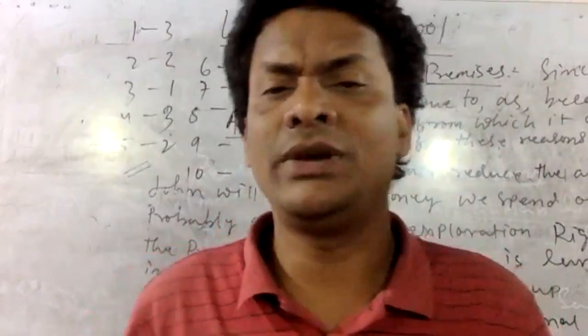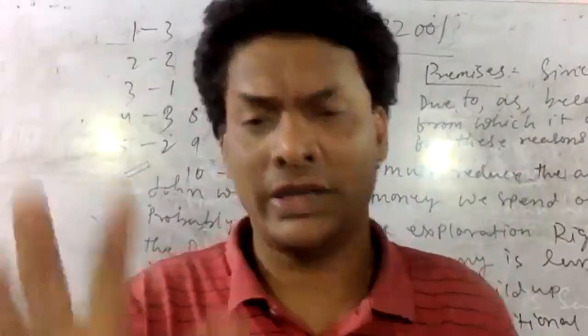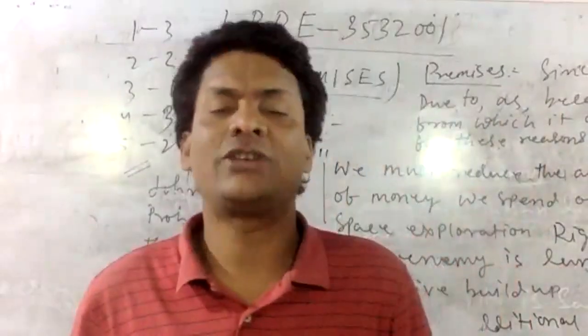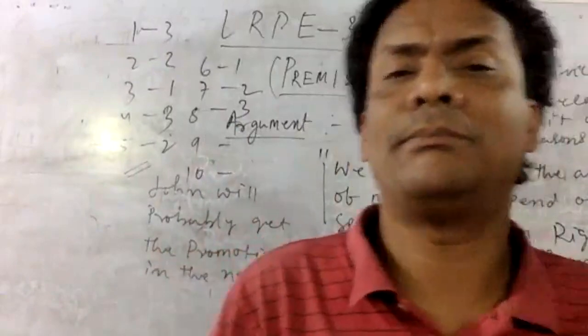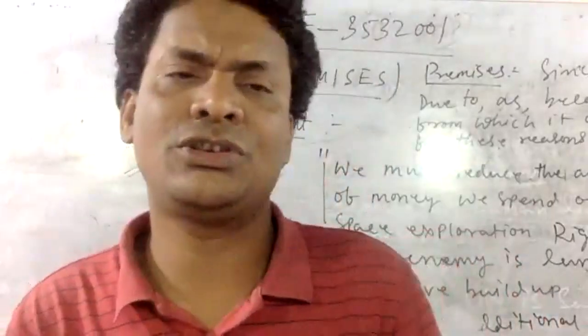We also discussed state-wise production of iron ore in the pie chart. The next one is manganese. We had a discussion on manganese.